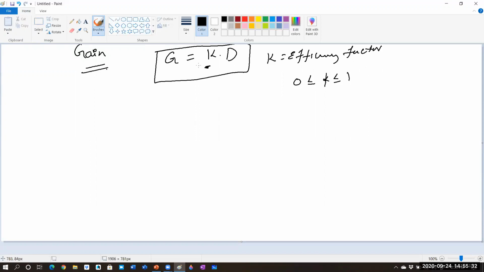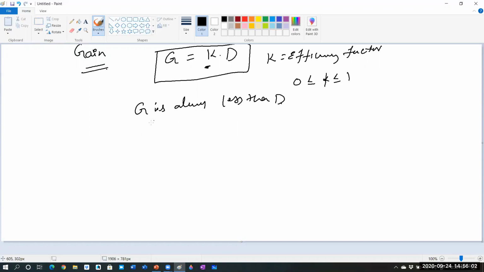In many well-designed antennas, K may be close to unity. In general, G is always less than D. Make it a point: in practice, G is always less than D, with D as its maximum value.